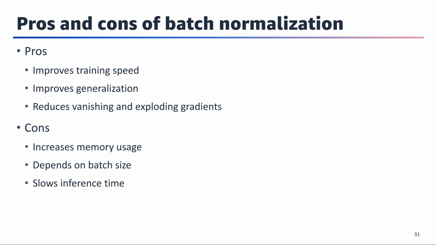When training deep neural networks, it is essential to weigh the trade-offs between the benefits of faster convergence and better generalization against the potential drawbacks of increased memory usage and slower inference. Batch normalization has proven to be an effective technique in many applications, but its impact may vary depending on the specific architecture and dataset. Careful consideration of these pros and cons can help optimize the training process and achieve the desired performance.